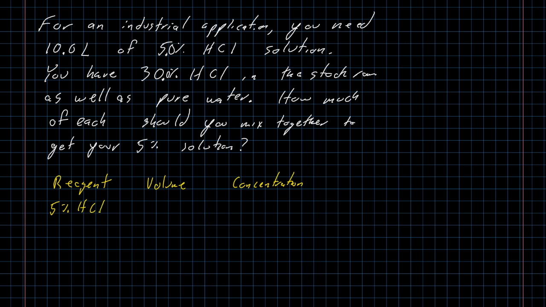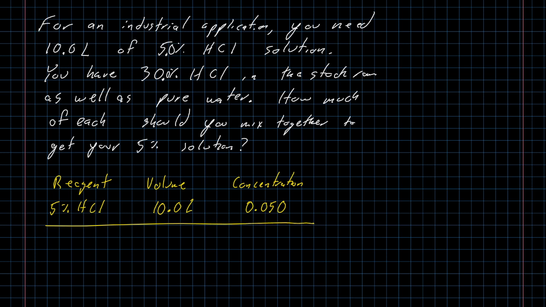The 5% hydrochloric acid solution has a volume of 10.0 liters and a concentration of 5.0%. I'm going to write that as a decimal, 0.050, because that's going to make my life easier a little bit later. I know that that reagent is what I want at the end of the day.